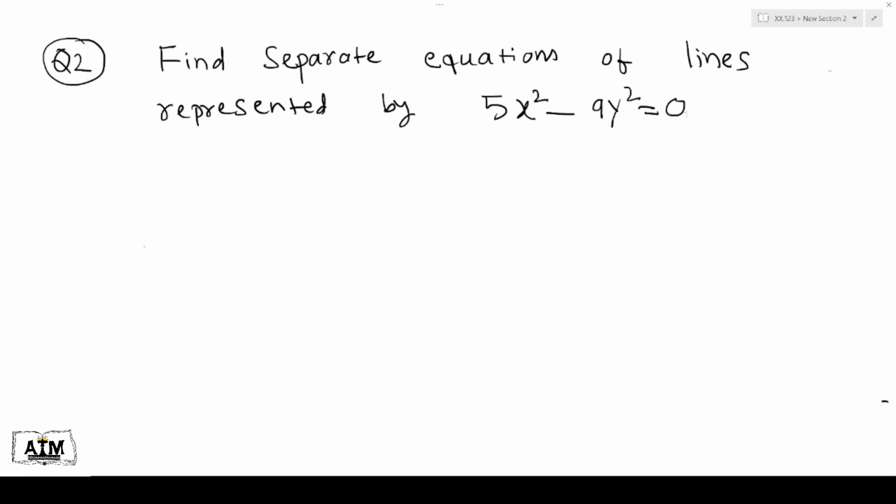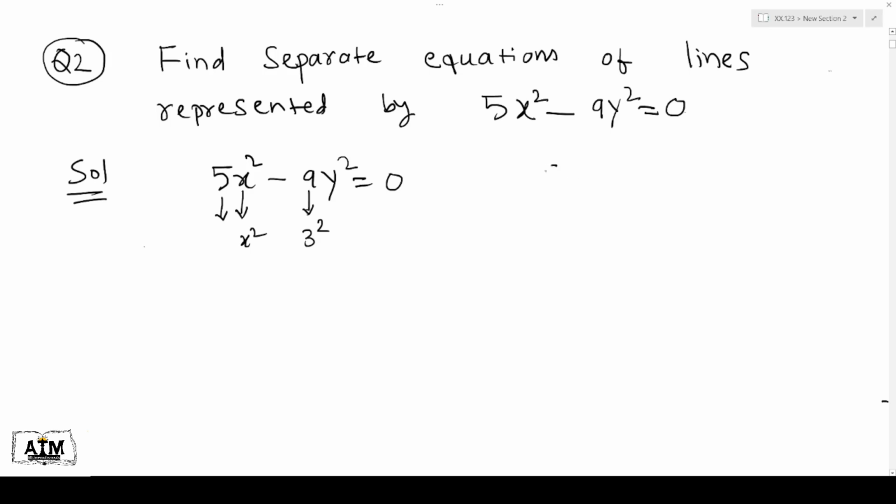Second problem: find separate equations of lines represented by 5x square minus 9y square equals 0. Solution. So here 5x square minus 9y square equals 0. Whenever such equations are given, a little bit of logic is to be applied. You cannot directly find the factors. So here is y square, here is 9. 9 can be written as 3 square. Here x square is there, but 5 is not in square form.